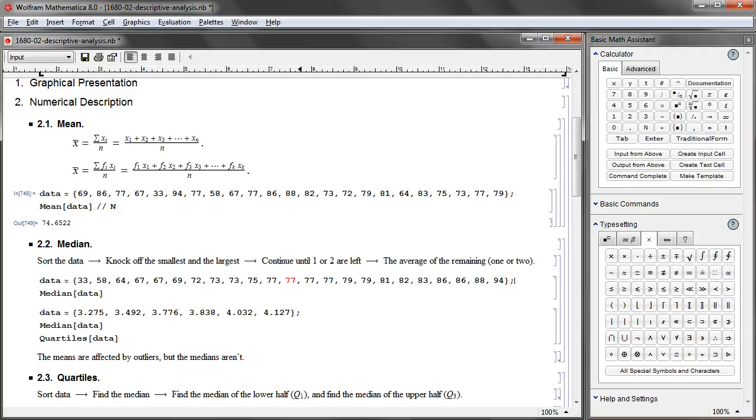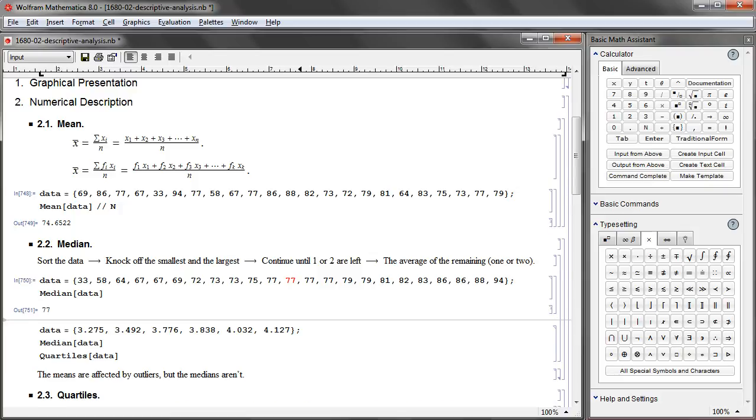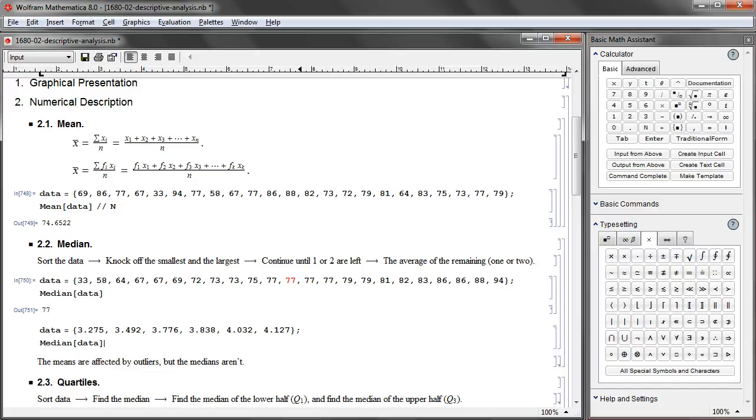I just use Mathematica to do that. The median of the data you can find out like this. This is typically the case if you have an odd number of data: we have a middle number. What if you have an even number of data? Well, this is what you're going to get.